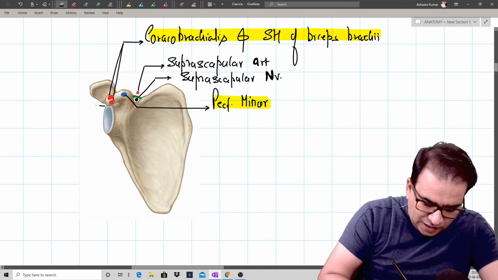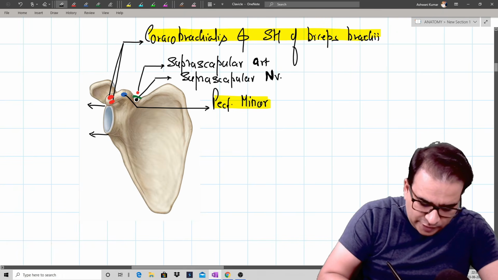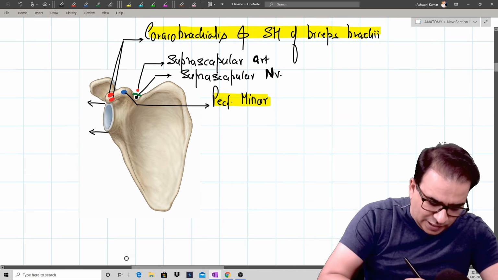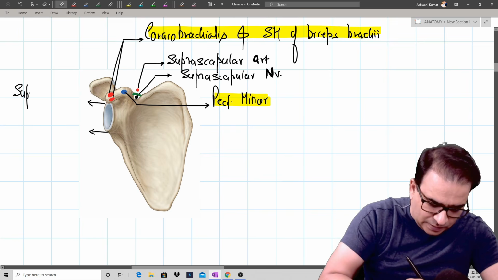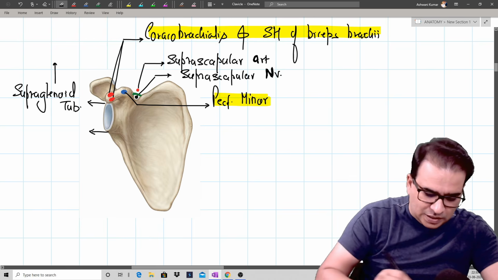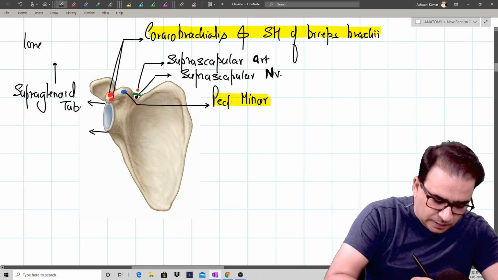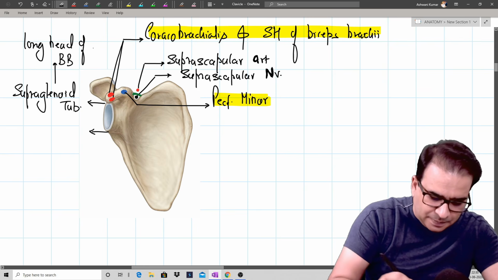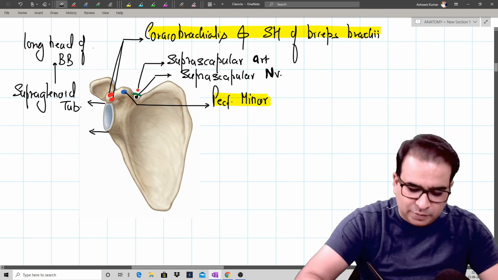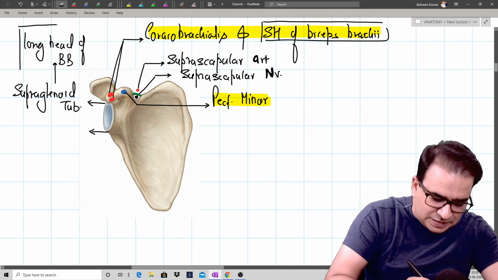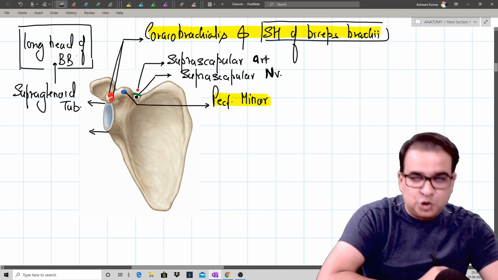Then we have this supraglenoid tubercle and this infraglenoid tubercle. The glenoid cavity has a tubercle in the upper and the lower part. If I mark this, guys, this is the supraglenoid tubercle. This supraglenoid tubercle is the origin for the long head of biceps brachii. So that's an important piece of information: the short head of the biceps brachii is coming from the coracoid, whereas the long head of biceps brachii is from the supraglenoid tubercle.